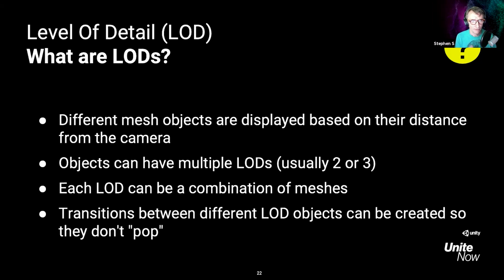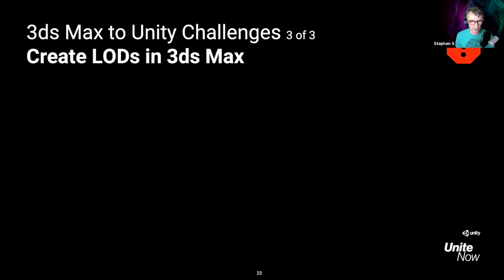So an object can have multiple LODs. Usually it's 2 or 3 LODs, but each LOD can be a combination of different meshes, right? So we don't have to be just one object. It can be a combination. And in Unity, you can actually create a transition between these different LOD levels, so it doesn't pop between each one. So you could have a full detailed object on one level, and then even just a plain cube or a very simple object when it's further away from the camera. It's a great way to optimize your game.